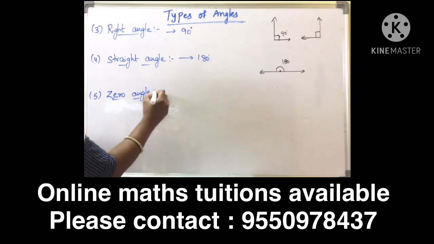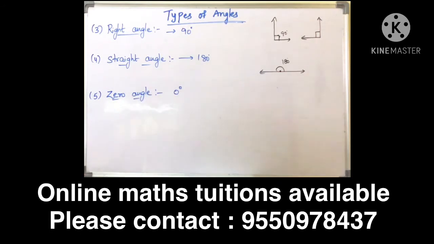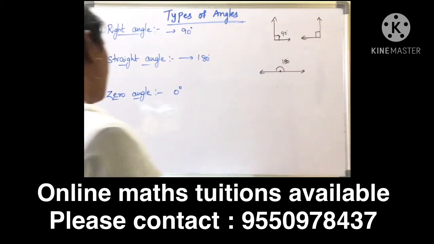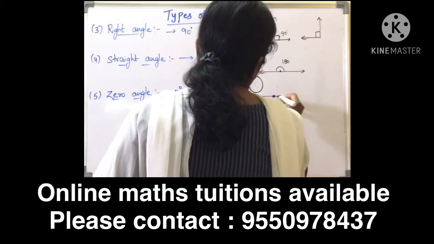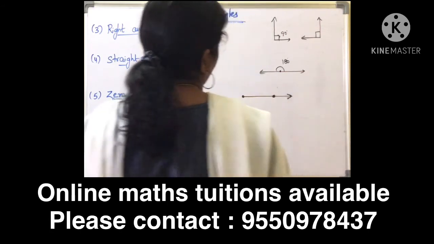Next, coming to zero angle. An angle whose measure is 0 degrees is called a zero angle. If the measure is 0, then we call it a zero angle. Then the shape will be like this. Zero angle.